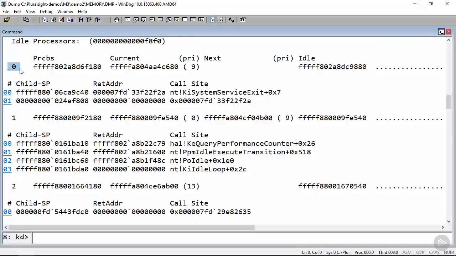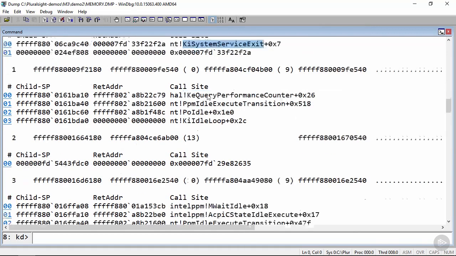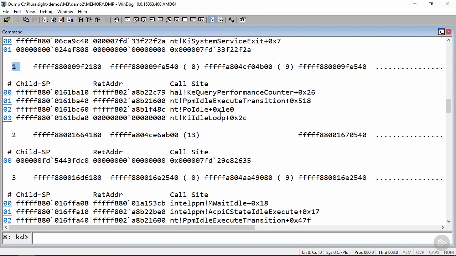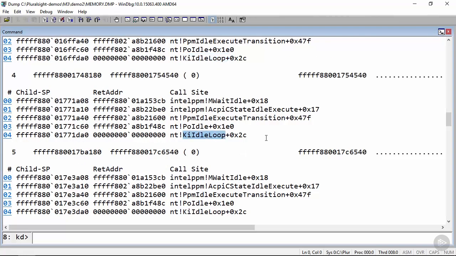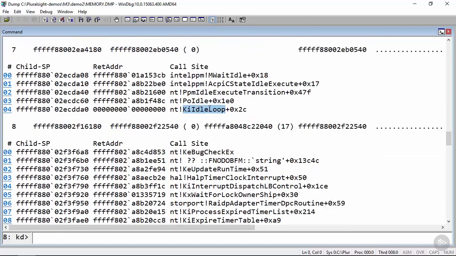Here we see CPU 0 was just issuing something in user mode. It was a very low address issuing a system service. CPU 1 was running the idle loop, trying to gain some performance counters. CPU 2 was also executing something in user mode, a very low address. CPU 3 was executing the idle loop. So was CPU 4 and CPU 5, CPU 6, and CPU 7. All of them were executing in the idle loop, meaning those particular processors were not running a thread.